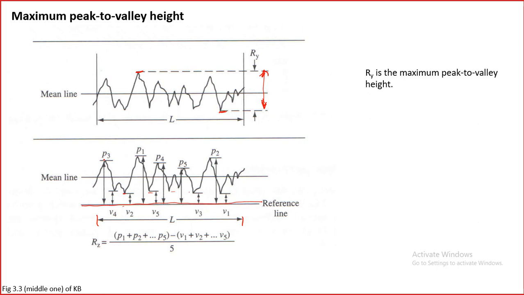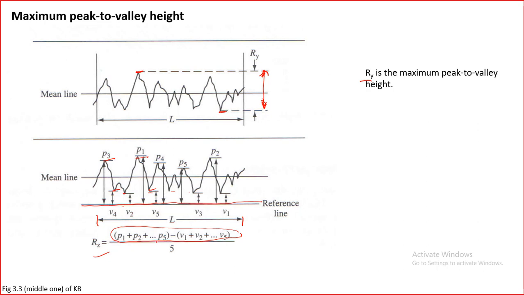So from here we will measure P1, P2, P3. Similarly for the valleys, V1, V2, V3, the 5 deepest valleys and 5 highest peaks, and then we calculate using this. P1 minus V1 basically gives us this height. All the heights, the peak to valley heights, are summed and divided by 5 because we have used 5. This gives another kind of parameter that can be used to define a surface. So Ry and Rz are used where the extreme height of a roughness profile is important.